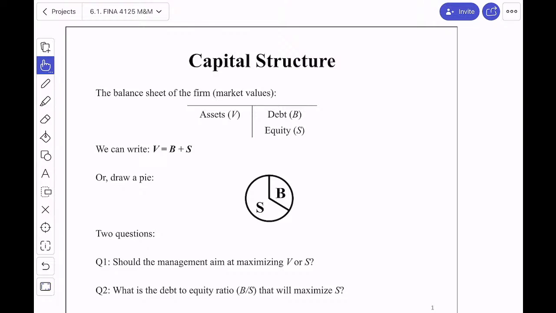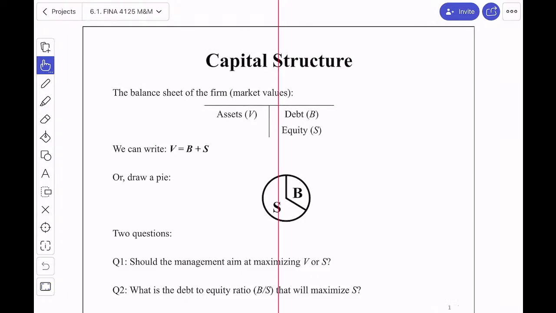is capital structure. That's the right mix, or the mix of debt and equity of firm issues.